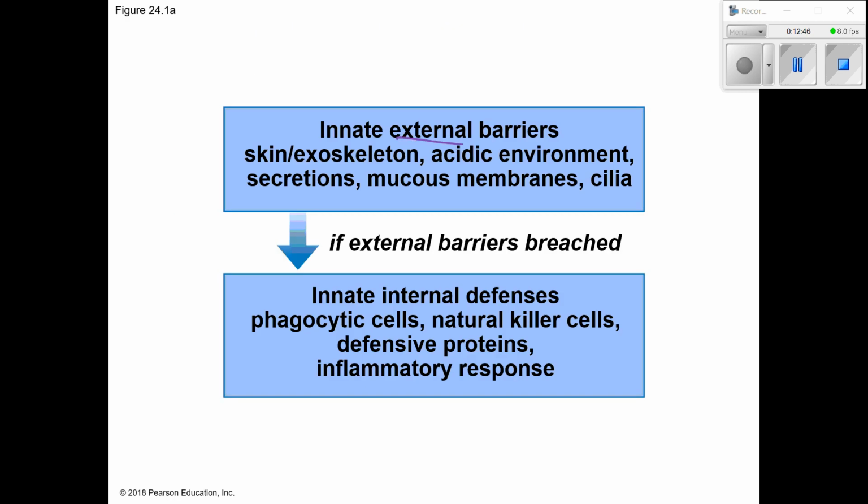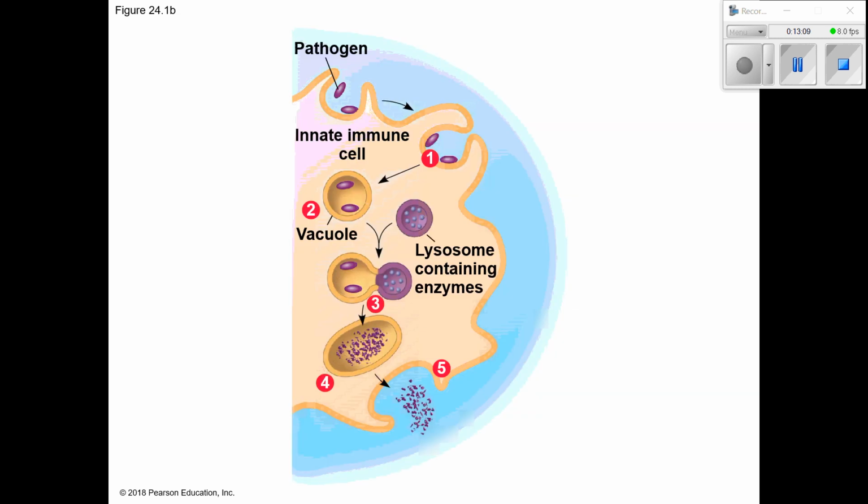If that gets bridged, if you get a cut, if you inhale something that doesn't get caught in your mucus or that you don't cough out, or if you swallow something that doesn't get destroyed by your stomach acid, if it reaches inside of our body, then we have internal defenses. So we've got this series of things here. External is like the wall on the outside, and internal are the ways in which we go after it once it's inside of our system, right?